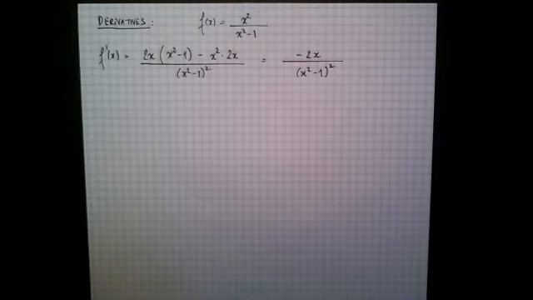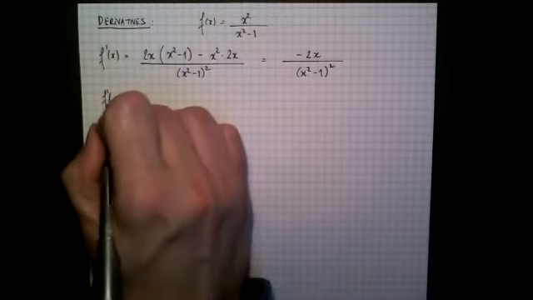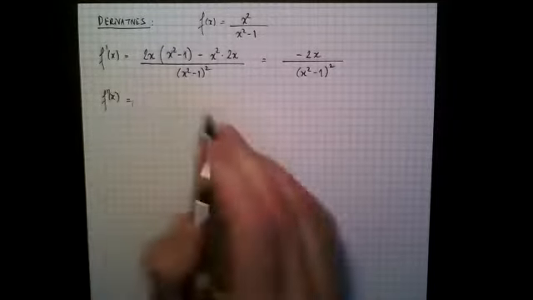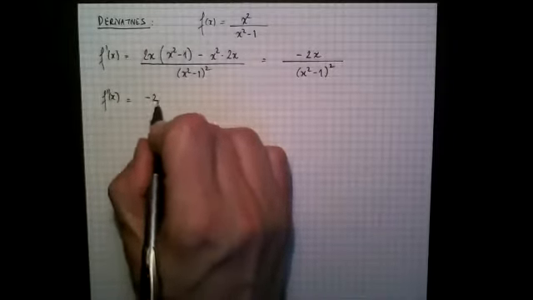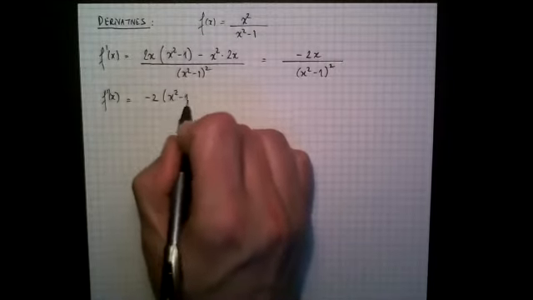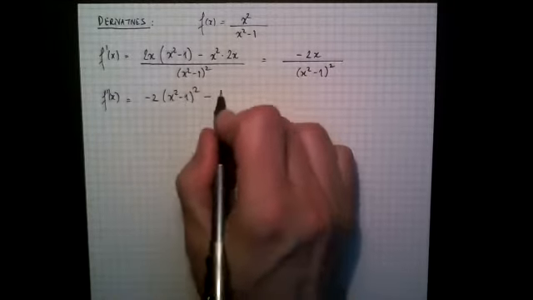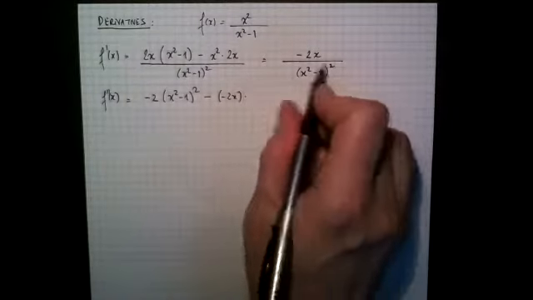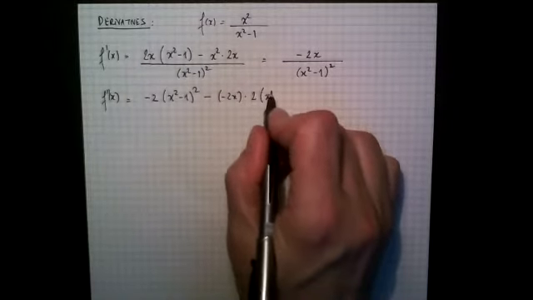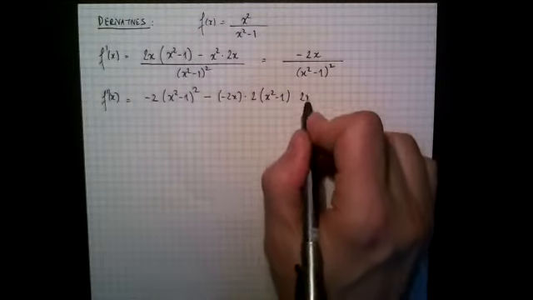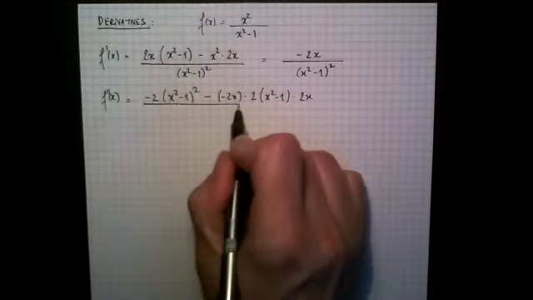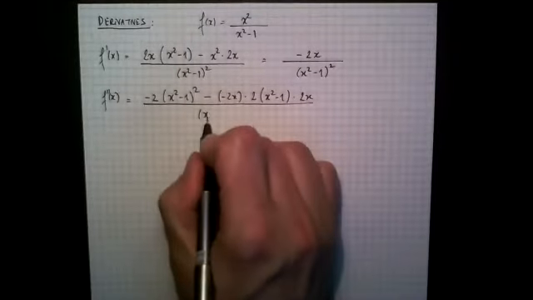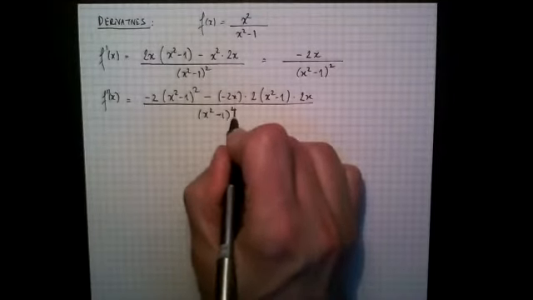Okay, and now we're going to find the second derivative. So I have to derive this. So derivative of top times bottom minus the top times the derivative of the bottom, which is 2 times x squared minus 1 times 2x. And all this over the bottom squared, which is x squared minus 1 to the power 4.